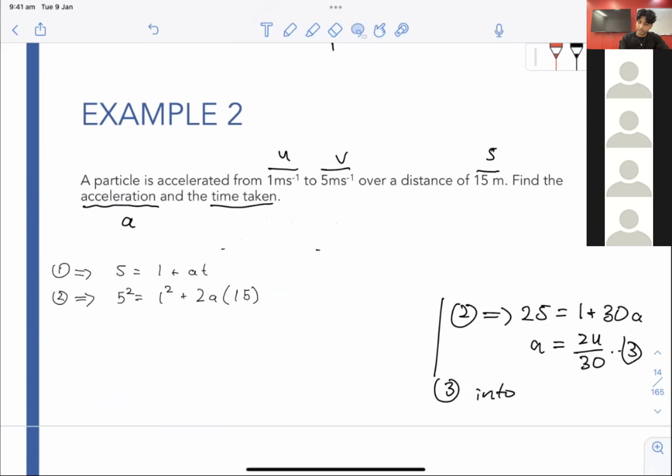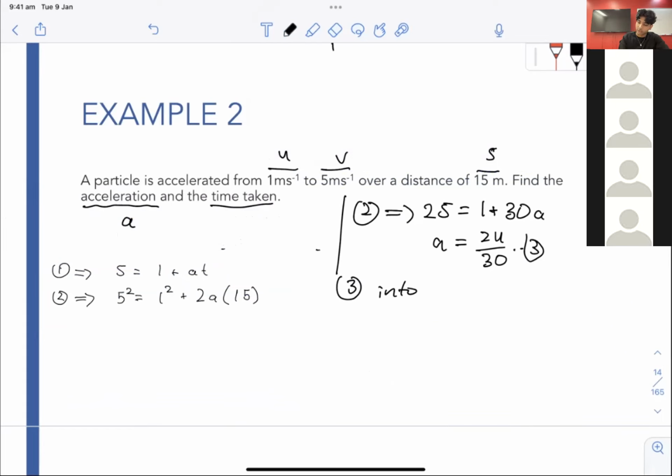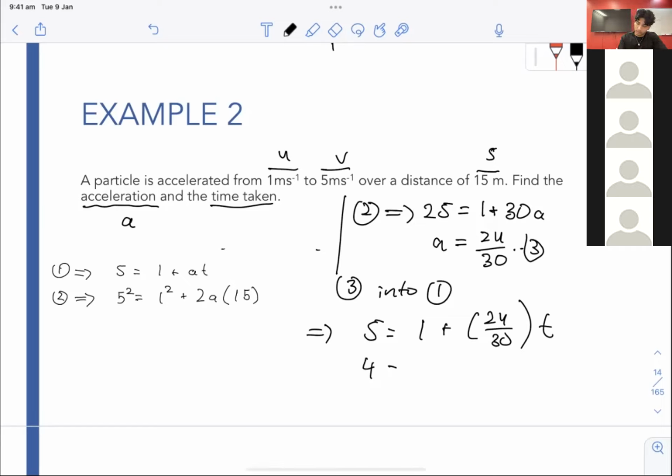Okay. So we have our acceleration now. Equation 3 back into equation 1 is going to give us 5 equals 1 plus 24 on 30 times time. So now we've got acceleration, we can find time, all right? 24 on 30 in decimals is 0.8. So 4 equals 0.8t, and therefore time is 4 divided by 0.8, which is 5 seconds.